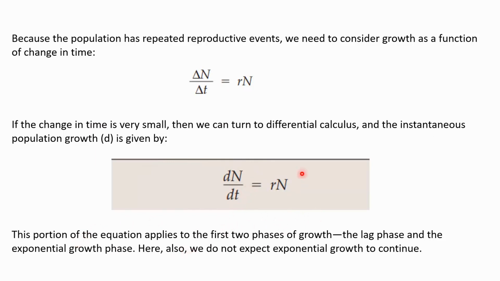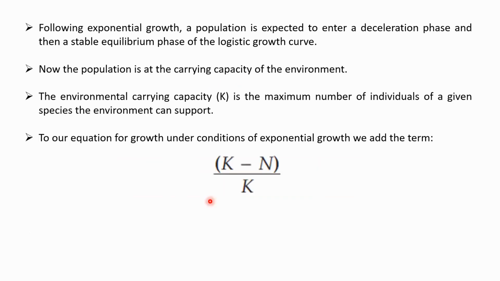This portion of the equation applies to the first two phases of the growth, that is the lag phase and the exponential growth phase. Here also, we do not expect the exponential growth to continue. Following exponential growth, a population is expected to enter a deceleration phase and then a stable equilibrium of the logistic growth. Now the population is at the carrying capacity of the environment. So what is the carrying capacity? The environmental carrying capacity is the maximum number of individuals of a given species the environment can support. Beyond that, the environment cannot support more individuals of that species.